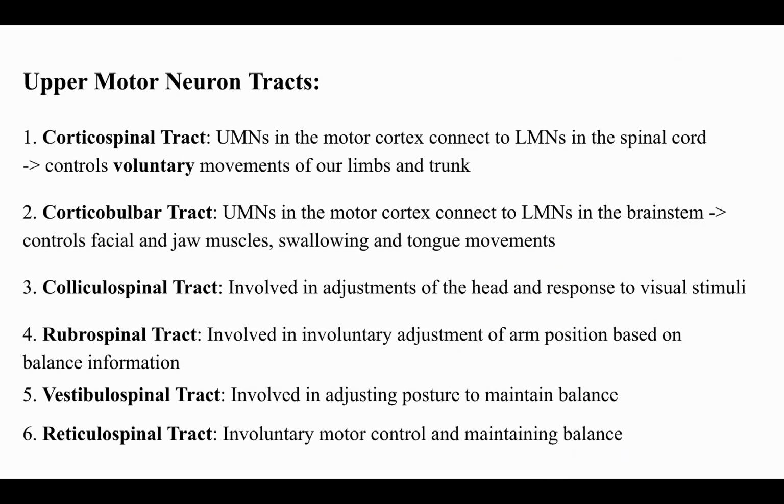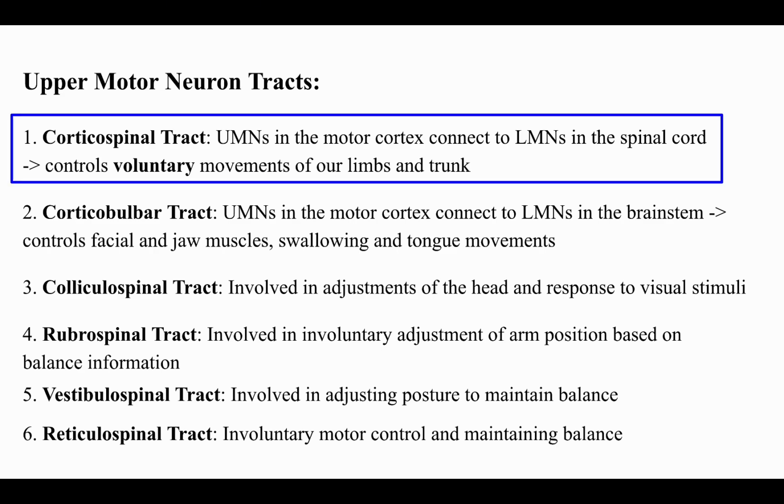Now, there are a bunch of these different pathways that these upper motor neurons take to synapse onto lower motor neurons, but a majority of these you don't really need to know for the MCAT, but I've listed them here for your reference. Now, the main one we need to focus on for the MCAT is the corticospinal tract, which has the upper motor neurons in the motor cortex connecting onto lower motor neurons in the spinal cord, which ultimately controls voluntary movements of our limbs and trunk.